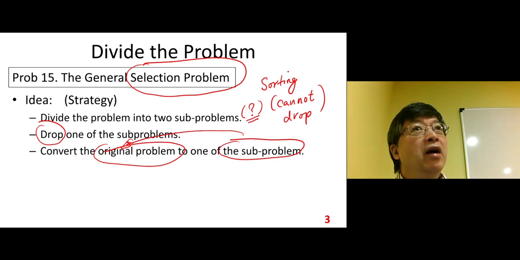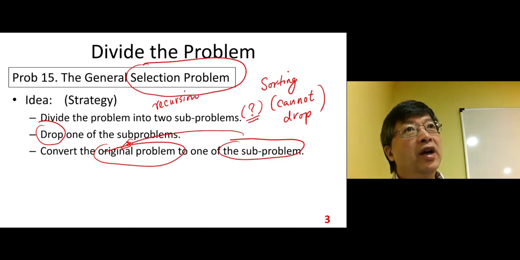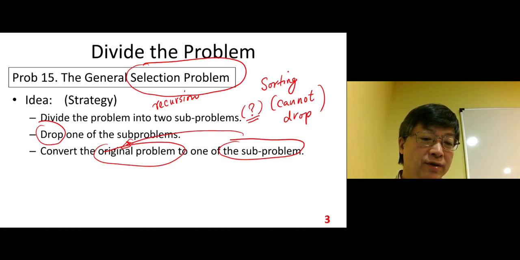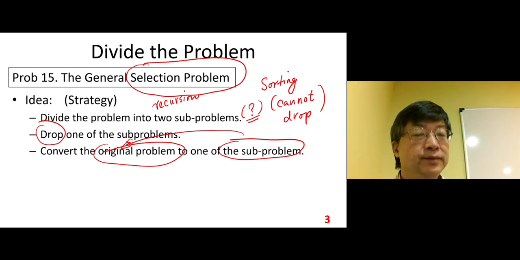So why is that? Because we want to do recursion. So for the original problem, you have a function. After we get a subproblem, we call the same function but for a smaller array. So that's the recursion. So that should be the other way around. Okay? All right.